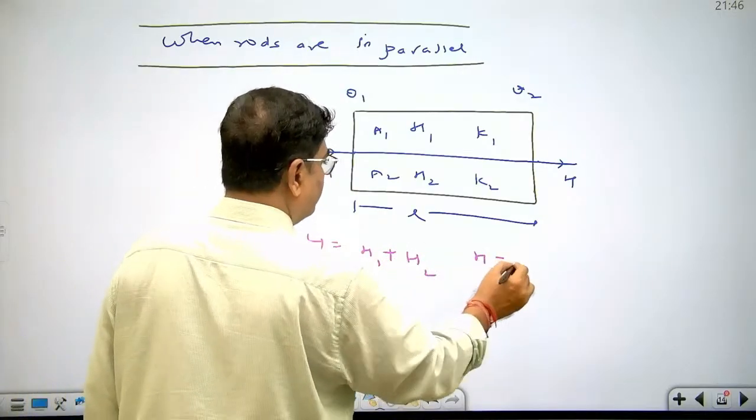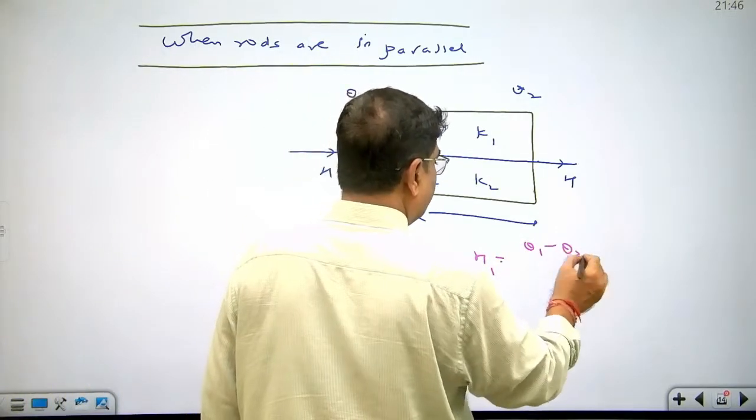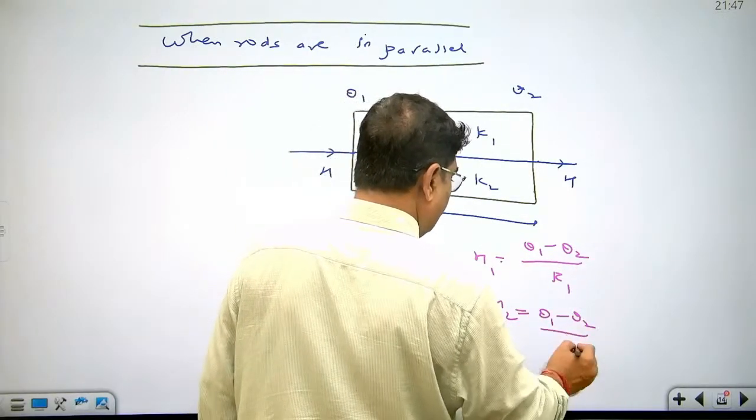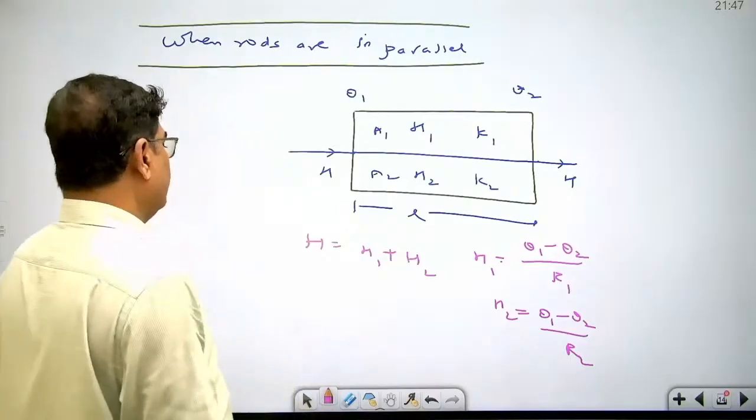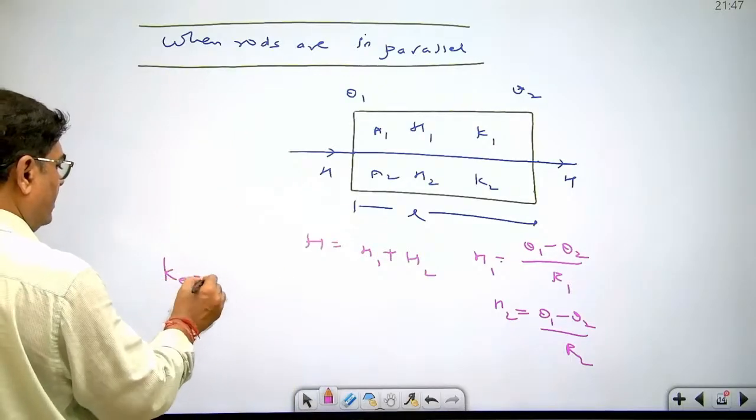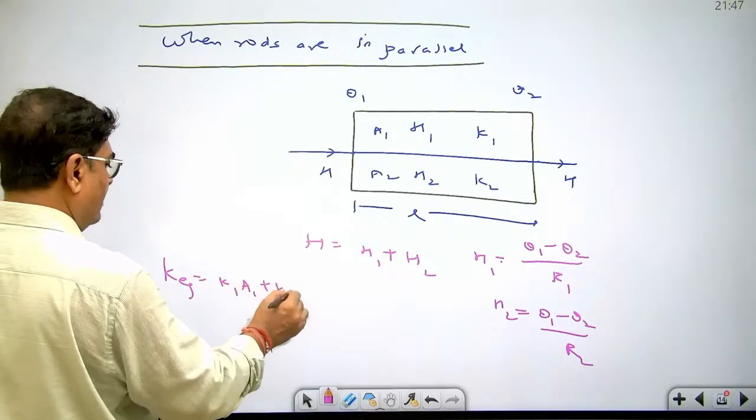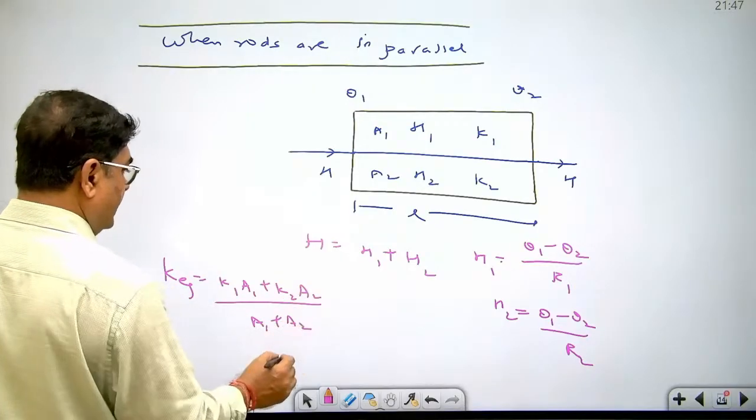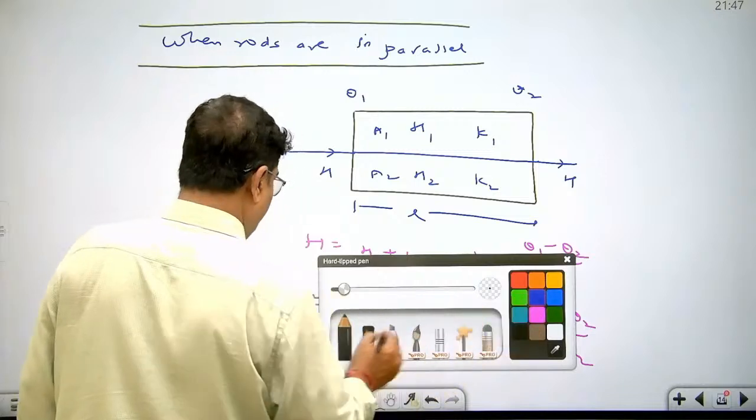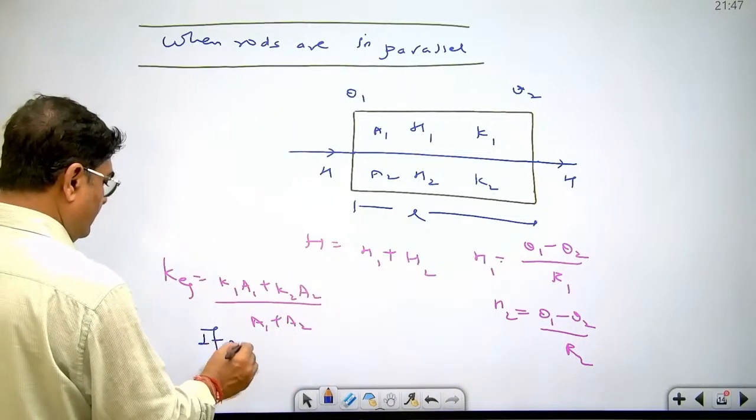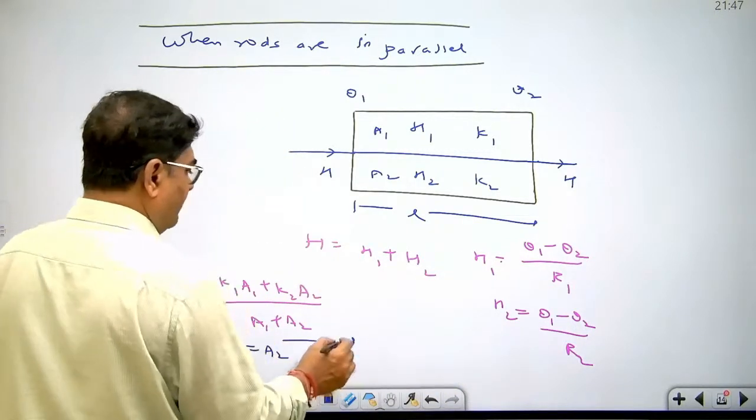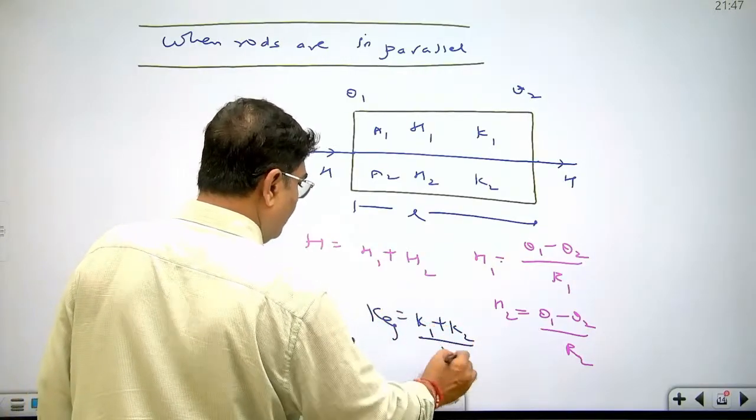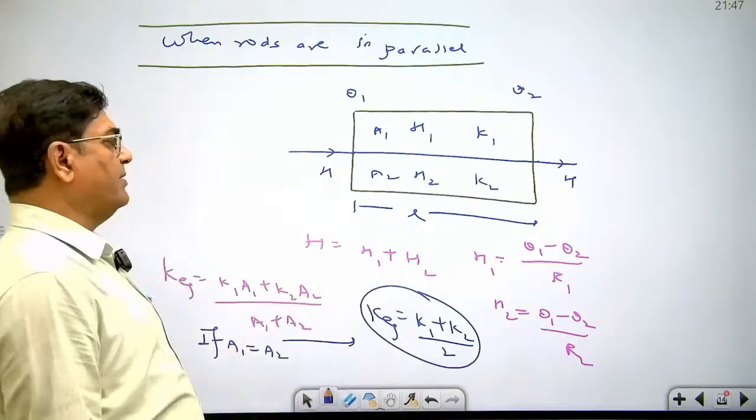And what is H1? This is (theta 1 minus theta 2) upon R1. What is H2? This is (theta 1 minus theta 2) upon R2. And what is K equivalent in case of parallel grouping? This is (K1A1 plus K2A2) upon (A1 plus A2). Dear student, if A1 equals A2, then K equivalent will be the arithmetic mean, (K1 plus K2) upon 2. This is how we will be solving the problems.